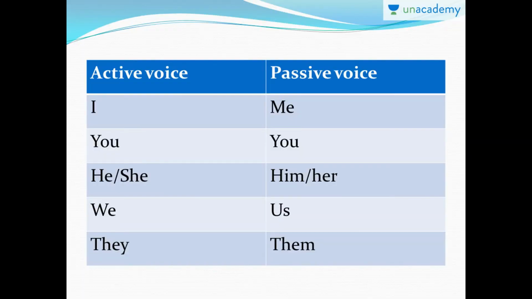Moving ahead. This is a table that shows the change in subject in active voice and passive voice. Let's try making sentences for each of them. Let's keep the basic sentence that we saw on the first page, I fed the dog. In passive voice it becomes the dog was fed by me. So I changed to me. Next one, you fed the dog. You remains the same. So the dog was fed by you. The dog is the object, you are the subject.